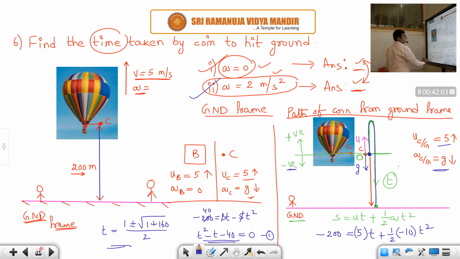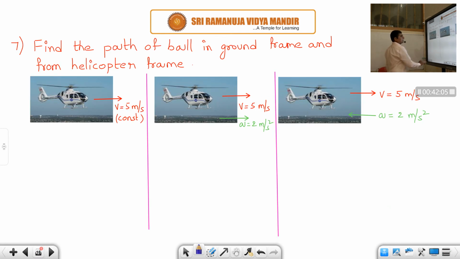Okay, and then next, last question is there, where find the path of the ball in ground frame and from helicopter frame. Okay, students, so this one, there are three cases here. First case is, until now we discussed vertical direction, correct or not? Now we are going to see horizontal direction. First case is helicopter is moving right side with 5 meters per second constant velocity. Second case, 5 meters per second and acceleration also 2 meters per second squared, right side. Third case, speed is right side but acceleration is left side.